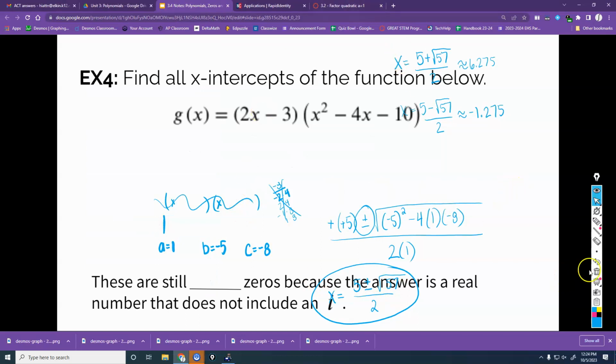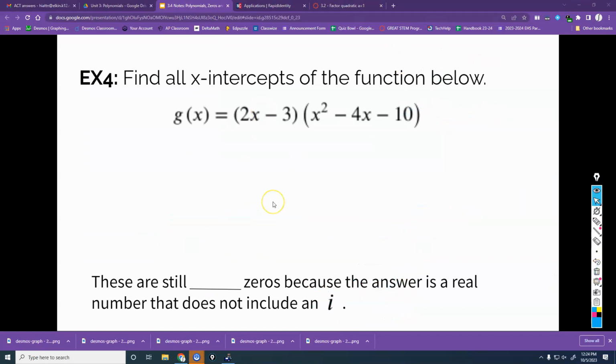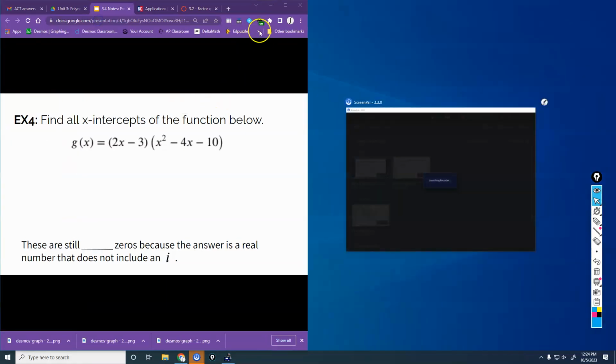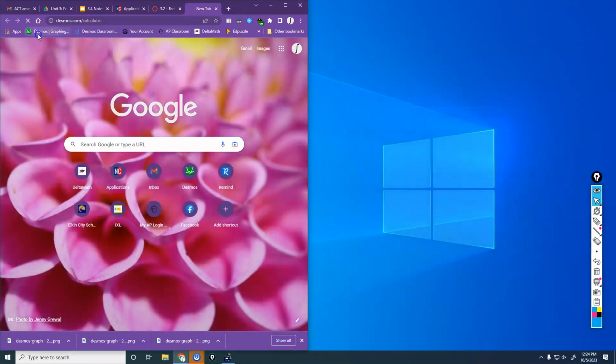All right, so here is an example of when we would need to use this. I have got to find all of the x-intercepts of the function below. And one way we can find the x-intercepts, right, is just to graph it on Desmos.